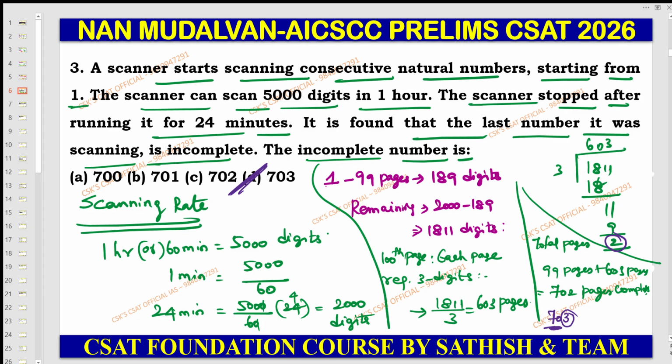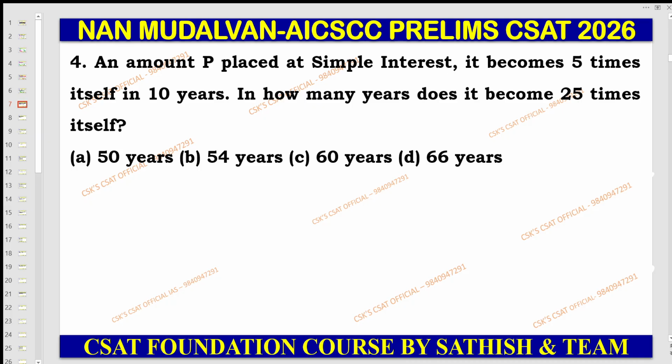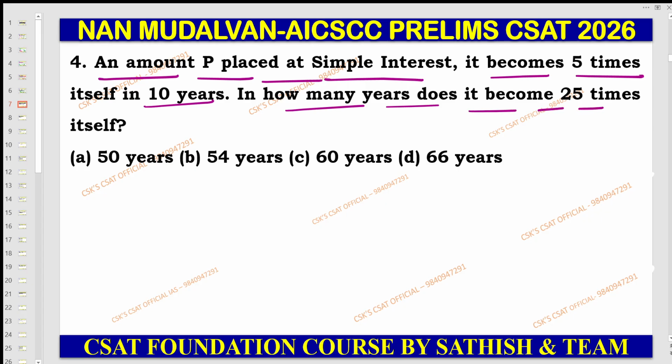Okay, let's do this one first here. Let me discuss the question paper first. Next, listen. An amount P is placed at simple interest. It becomes 5 times itself in 10 years. In how many years does it become 25 times itself?